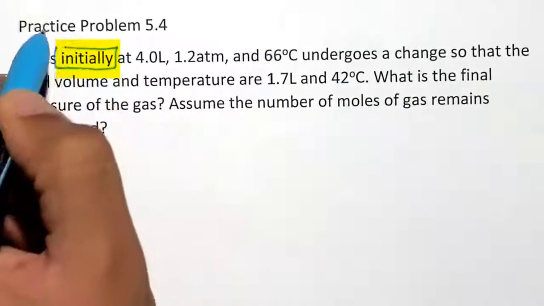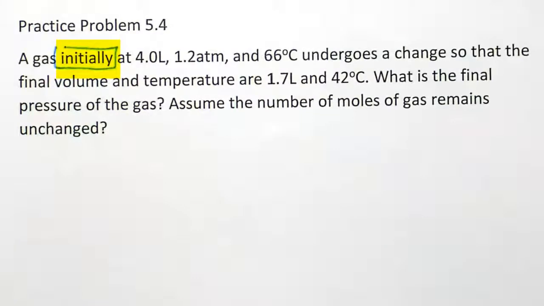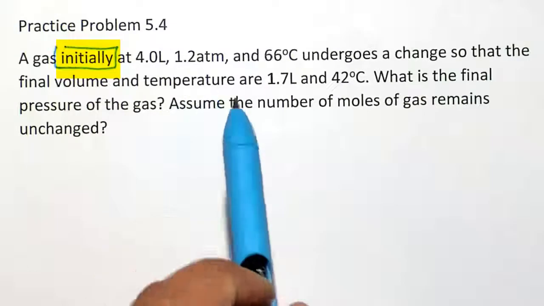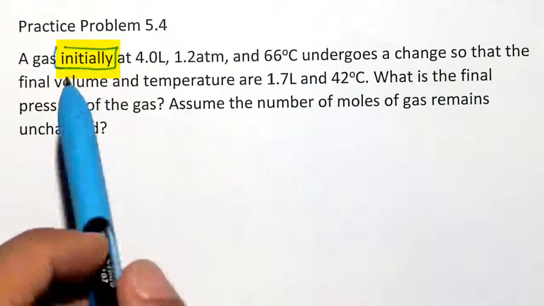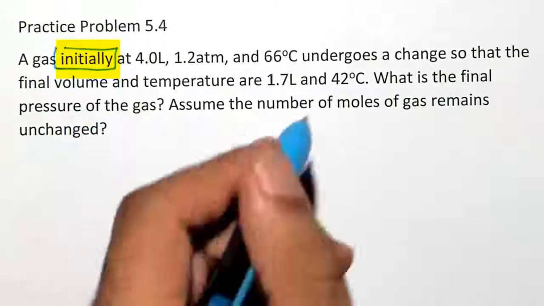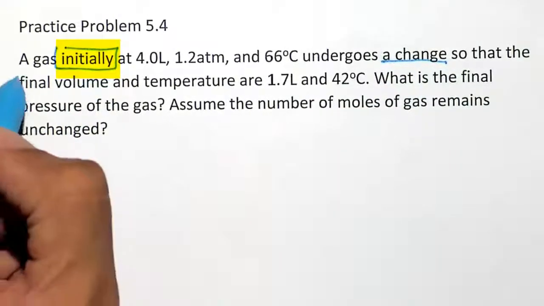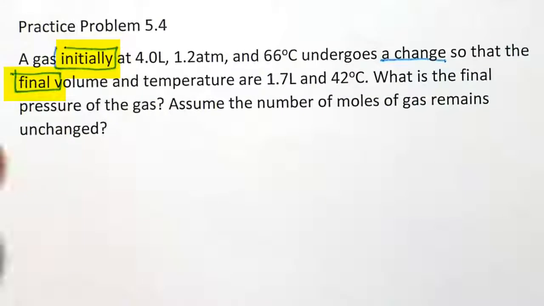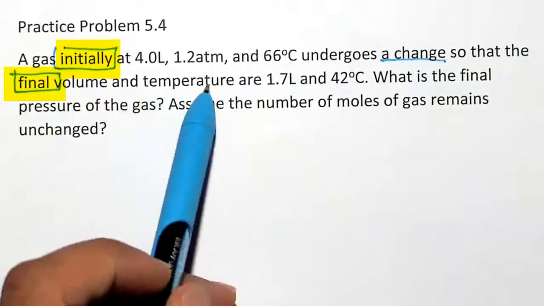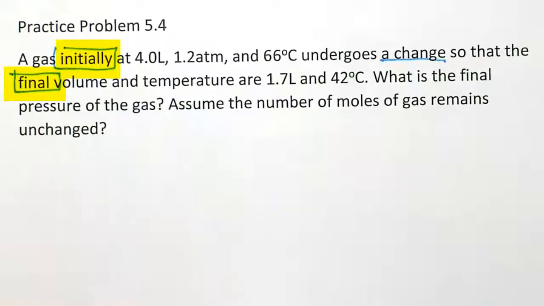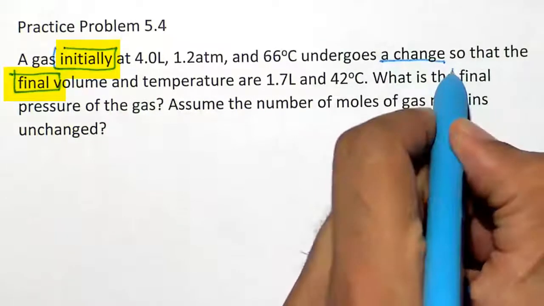So that should ring bells. We're going to have to use one of our relationships here. Initially at 4 liters, 1.2 atmospheres, and 66 degrees C, it undergoes a change. Okay, that's another key word here. So that the final volume, okay, final. So initial condition and final condition. And final volume and temperature are 1.7 liters and 42 degrees C. What is the final pressure of the gas?